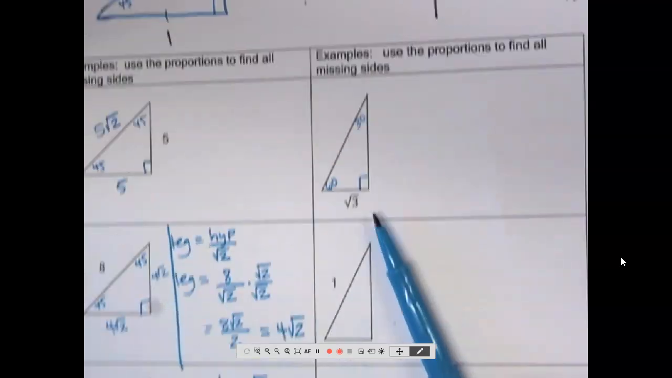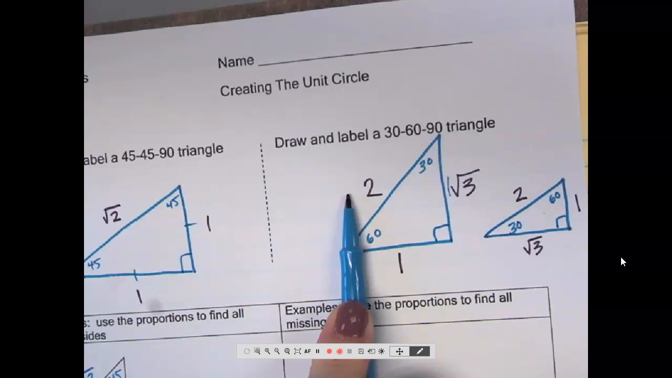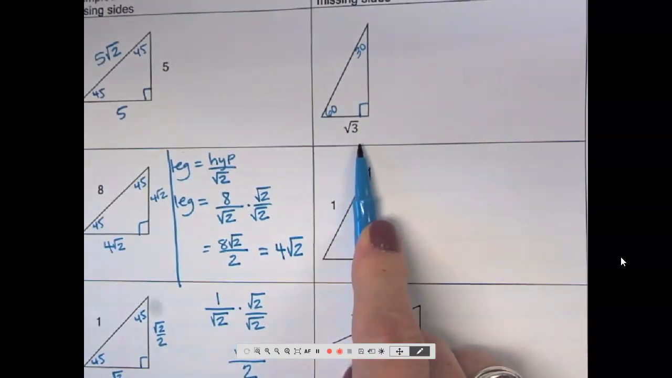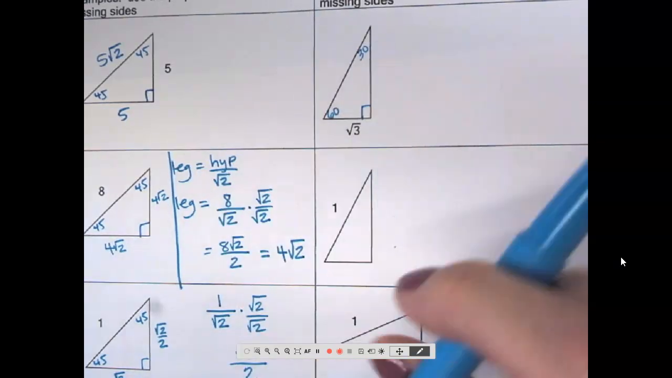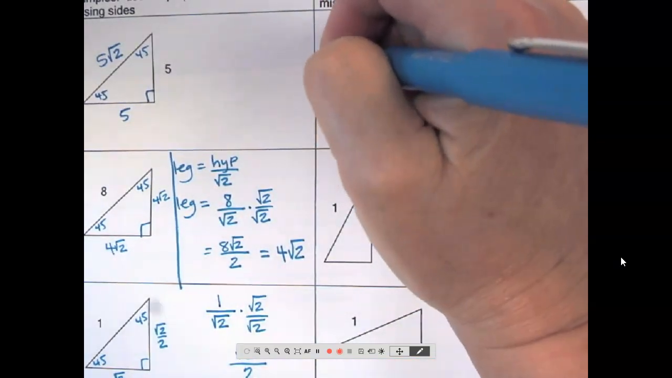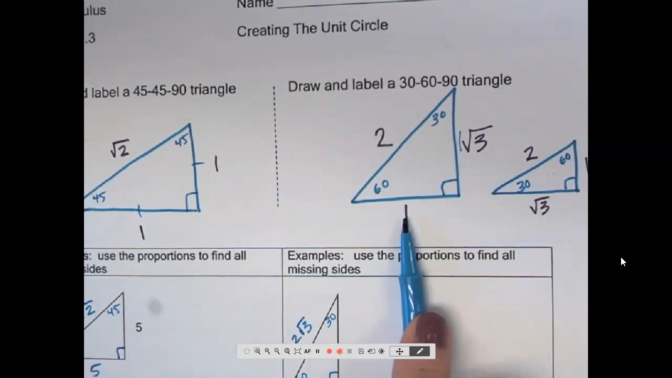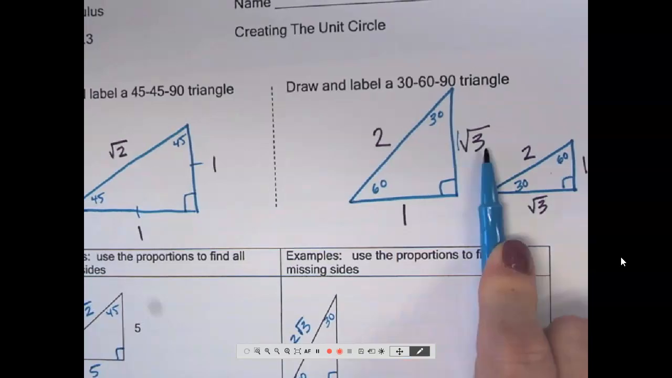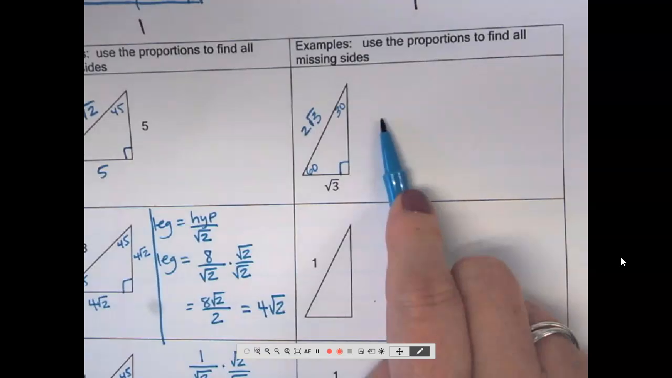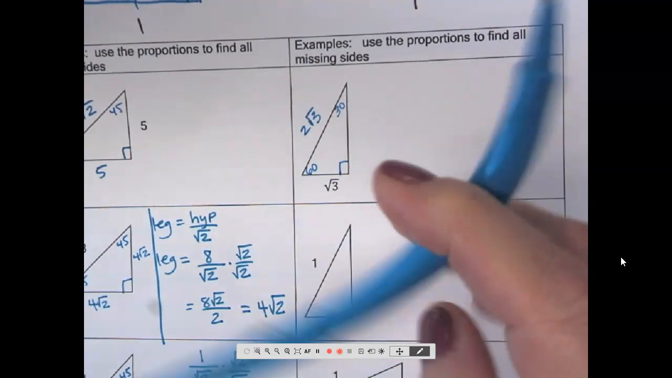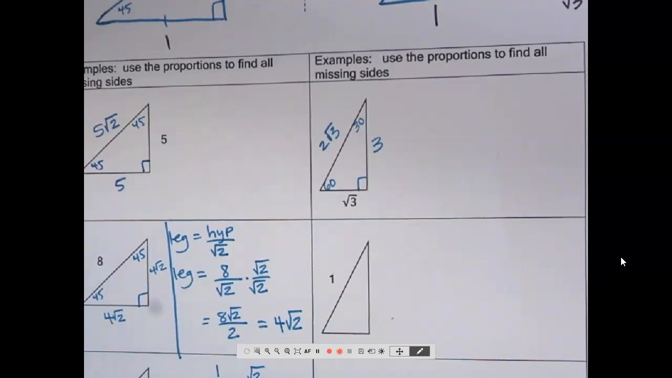Look back up here. The short side is 1. The hypotenuse is double that. So if my short side is square root of 3, what's the hypotenuse? 2 square roots of 3. And then this side is the short side times the square root of 3. So what is square root of 3 times square root of 3? 3. So those are the measurements of that triangle.